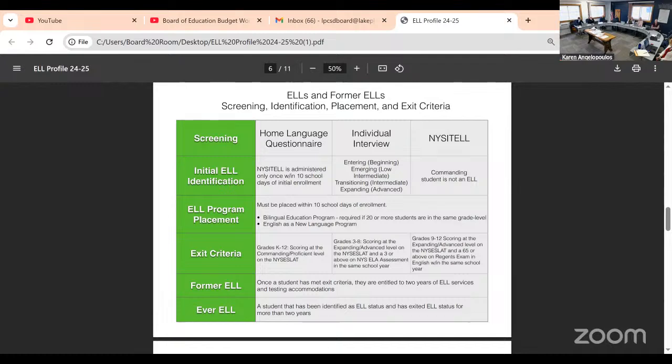So scoring at commanding or proficient is a way for them to become a former English language learner. And then scoring at expanding or an advanced level, but they also are taking their New York State assessments or their Regents assessments. Depending on where they score on those, that is another way that they may exit English language learner status. Former ELs are entitled to 2 more years of service after they exit, and after that, they're considered ever ELLs. That just means that they were once identified as an English language learner.